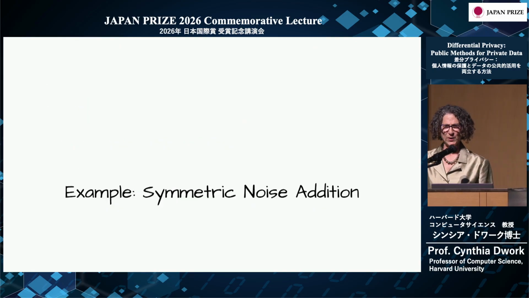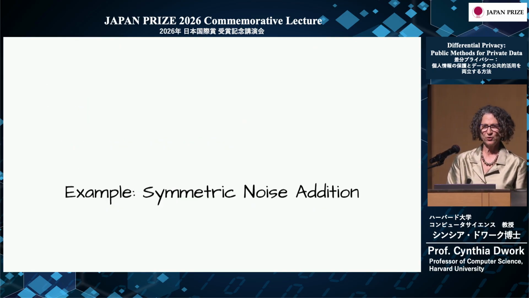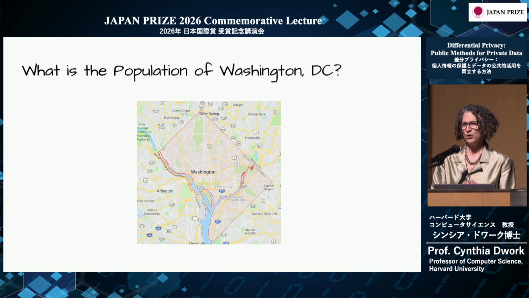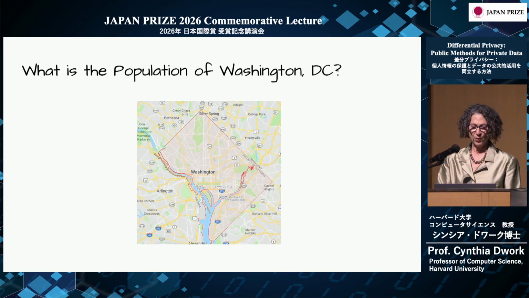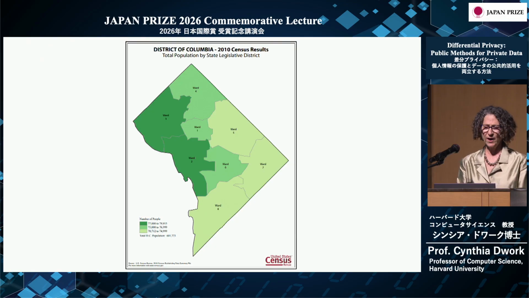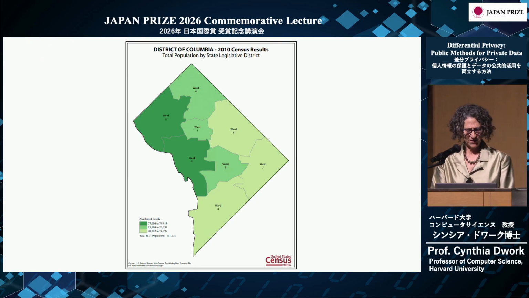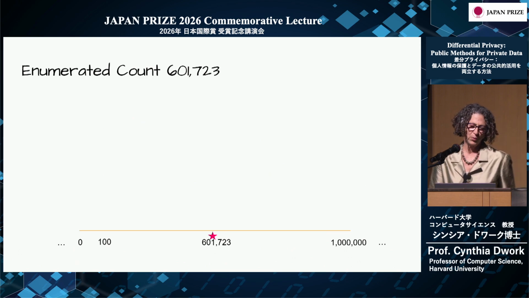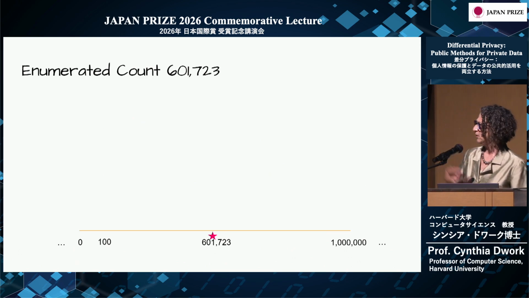I want to give you just one example of a technique, which is symmetric noise addition. So suppose you want to know what is the population of Washington, D.C. Now, in 2010, they were not using differential privacy, so we have an exact enumeration from 2010, and the answer there is 601,723. So I have a number line here, and I've got the true answer marked with a red star.